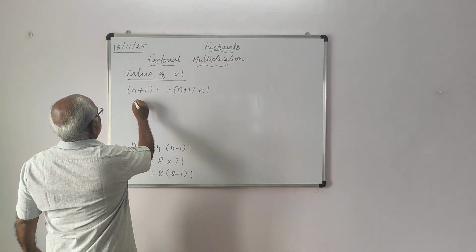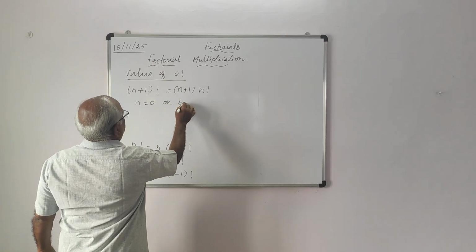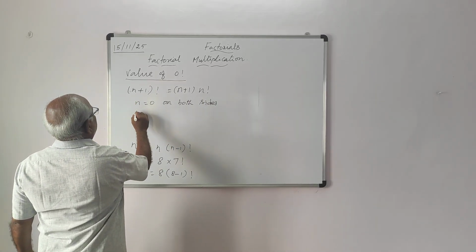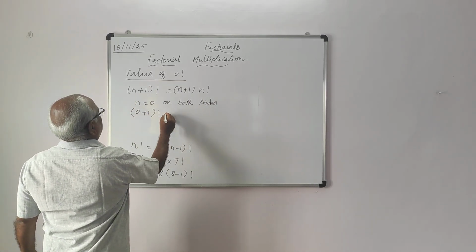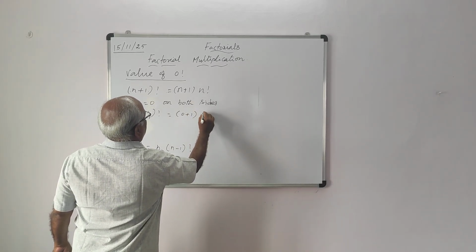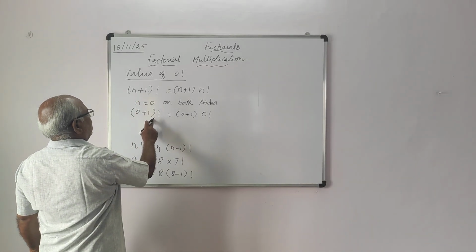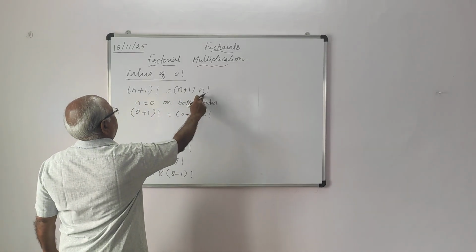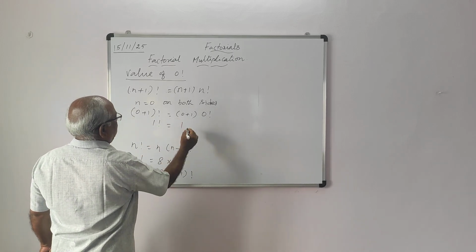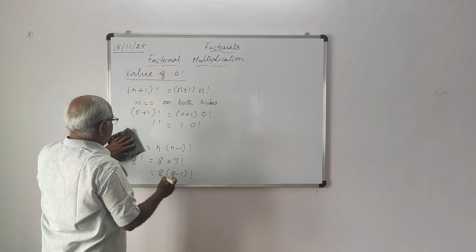Here you substitute n equal to 0 on both sides. If that is the case, this is 0 plus 1 factorial equal to 0 plus 1 into 0 factorial. Because n is equal to 0, 0 plus 1 is 1, so 1 factorial equals 1 into 0 factorial. From this, you want 0 factorial, so you bring this 1 to the left hand side.